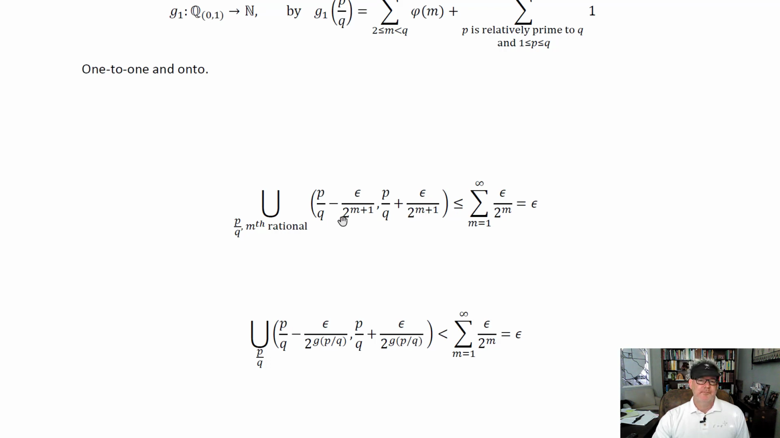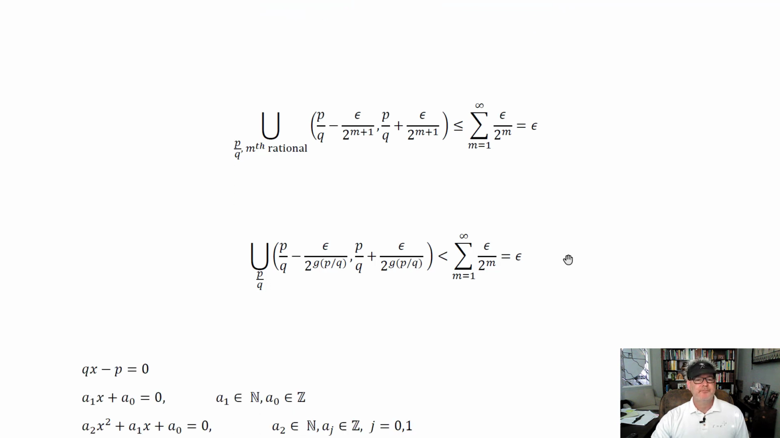And so the length, whoops, I put less than or equal to. I meant to do the measure of this, but that's okay. So the measure of this would be less than or equal to epsilon over 2 to the m. And if you sum that up from 1 to infinity, you get epsilon. So the measure of all these intervals, the sum of the lengths, can be made as small as you like. So it must have measure 0.